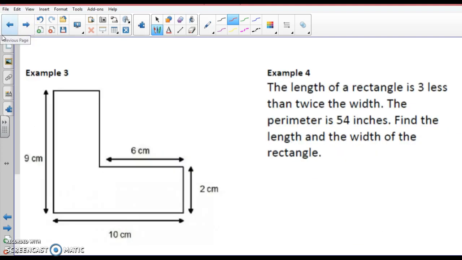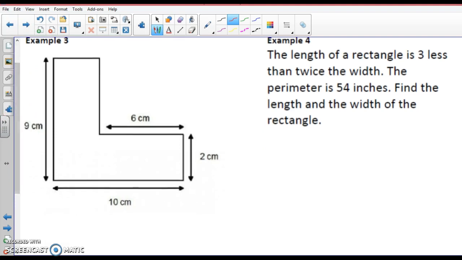All right, number 3 gets a little bit more tricky. I don't have all the sides, but I need to find them. So look here. This side is 9, and this side is 2. So this missing length here must be 7 centimeters, because 7 plus 2 is 9. This missing piece, this whole bottom part is 10, and this is 6, so this has to be 4 centimeters, because 6 plus 4 will give me 10.